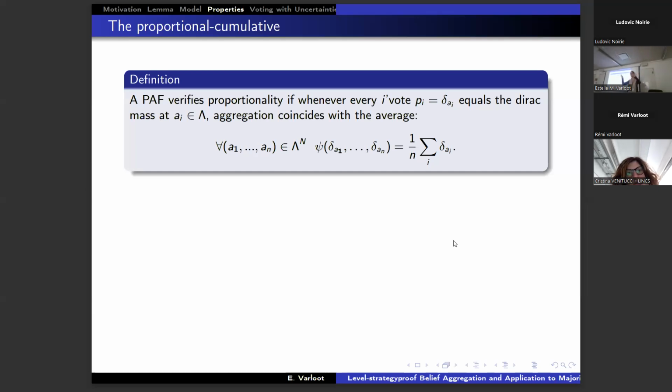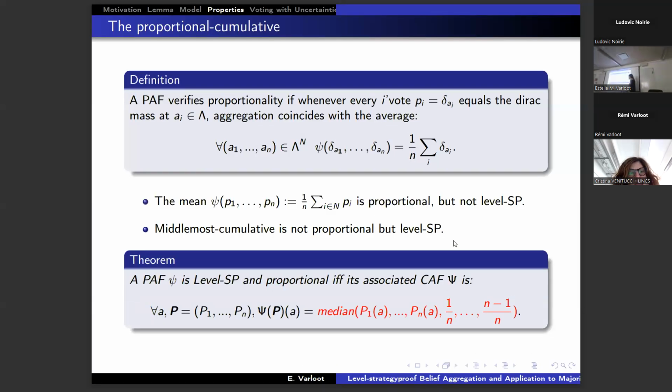It's going to give every expert the same weight. And if everybody is single-minded and believes in exactly one outcome, then the final outcome is just going to be the proportion for each outcome of the people who believe in that outcome. And if we want this property, we take the median of everybody's votes together with the constant functions, which are distributed uniformly between 0 and 1: 1 over n, up to n minus 1 over n. So immediately you have that this is certainty preserving because these are constants.